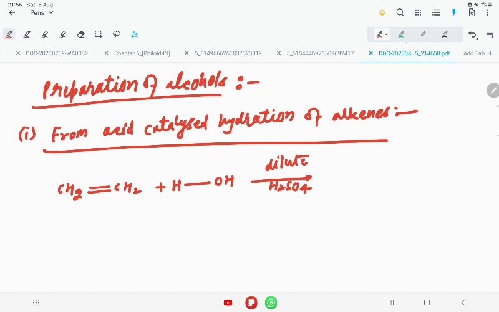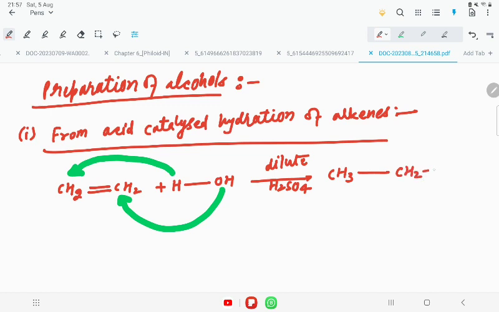So with one carbon, this hydrogen will go, and with the other carbon, OH will go. So here CH2 will become CH3, and this is CH2 and OH. So this is the product formed, that is ethanol, right. Two carbons is eth, and the OH group is ol.